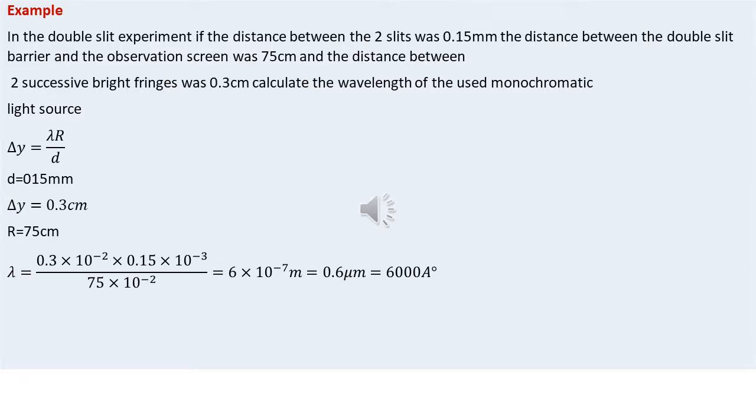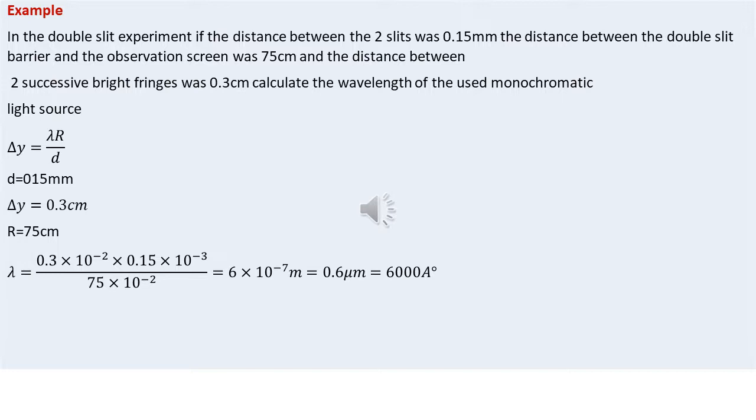Example number 1. In the double slit experiment, the distance between the two slits was 0.15 millimeter, so d equals 0.15 times 10 to the power negative 3, and the distance between the double slit barrier and the observation screen was 75 centimeter, so r equals 75 times 10 to the power negative 2, and the distance between two successive bright fringes was 0.3 centimeter, so delta y equals 0.3 times 10 to the power negative 2. Calculate the wavelength of the monochromatic light used.